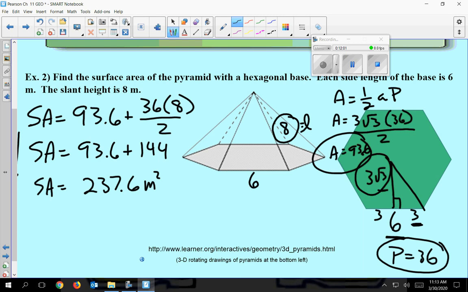Okay, so that hexagonal base gave me an area of 93.6, and taking the perimeter and the slant height divided by 2 gave me 144, and add those together gave me approximately 237.6 meters squared. Okay, so we did pretty good there on that one.